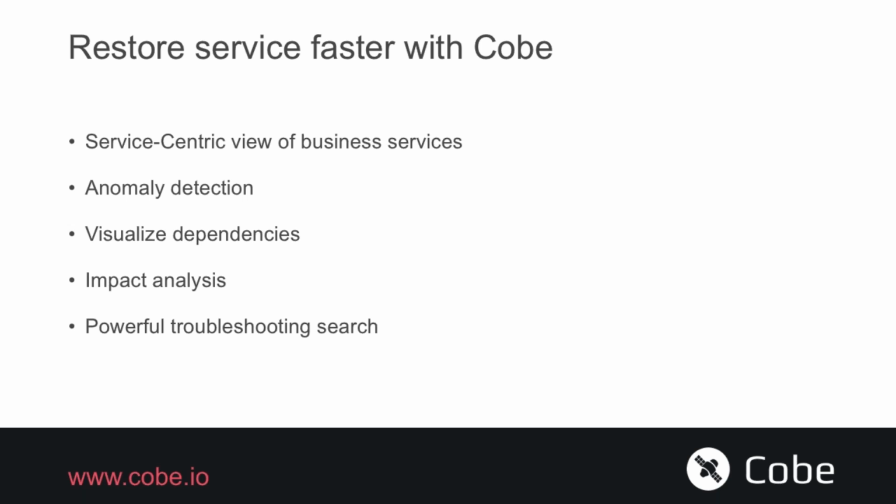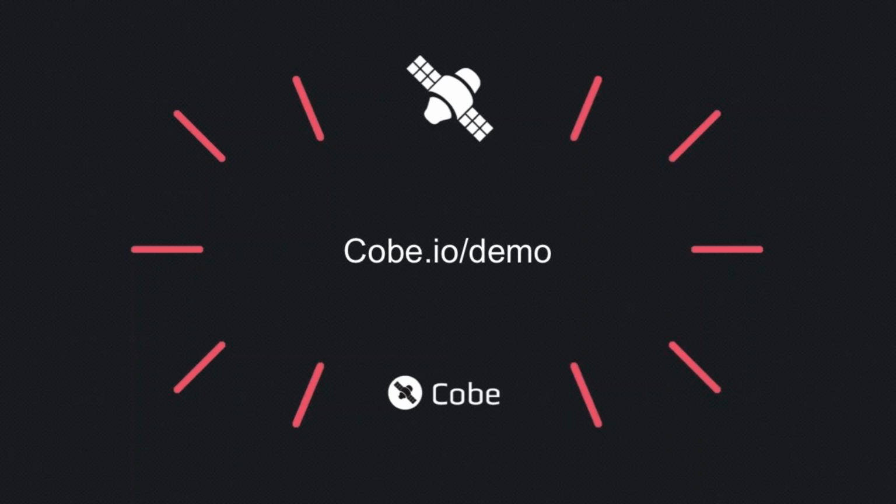Then we're going to go through and look at some anomaly detection capabilities within Cobe. We'll go over the ability to be able to visualize dependencies within those business services. Next, we'll go through to impact analysis to understand just exactly what it is that a particular failure, or how a particular failure would impact a business service. And then we'll briefly touch on the search technology that we've got built into the platform.